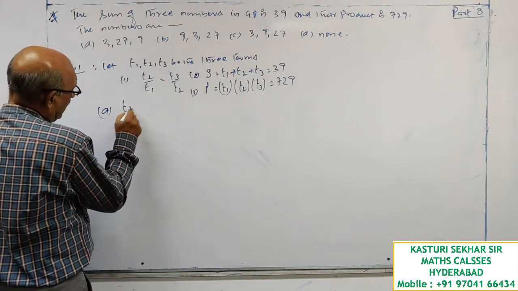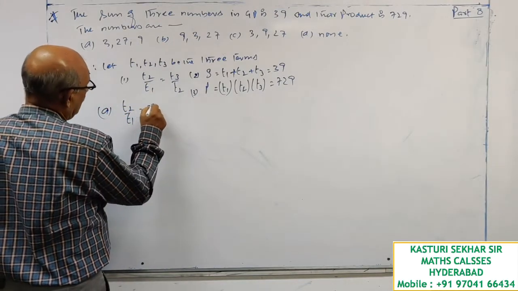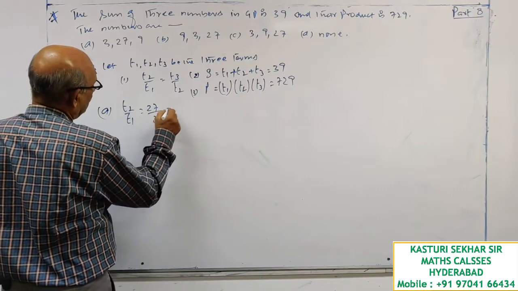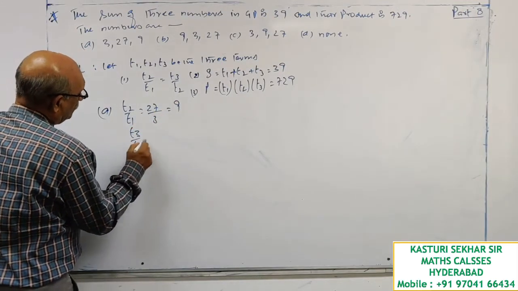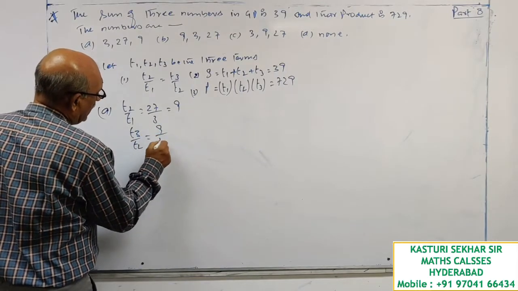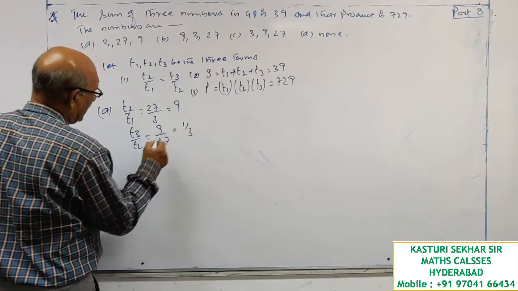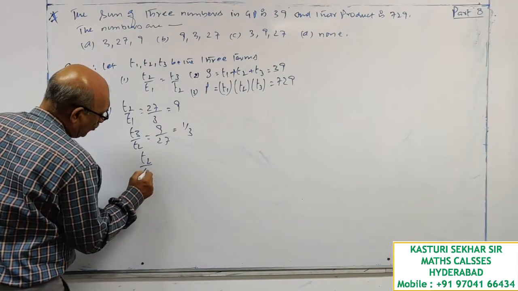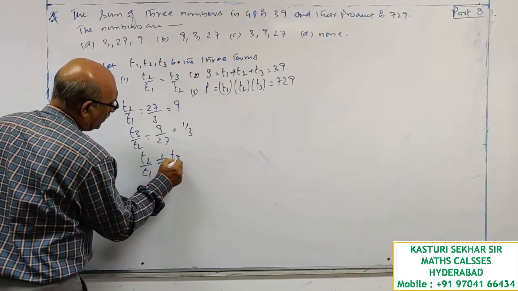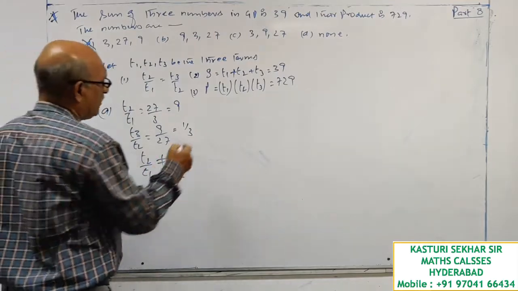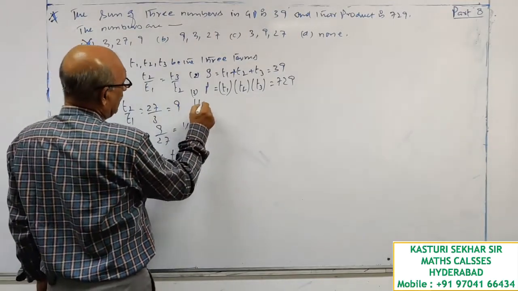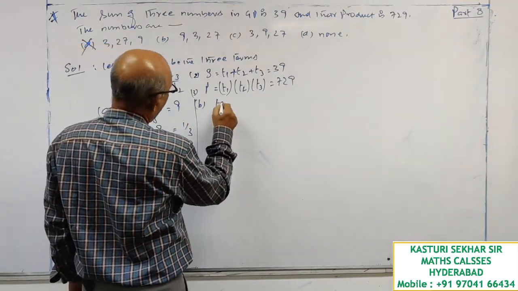Let us see option A. T2 by T1, 27 by 3, is equal to 9. T3 by T2, 9 divided by 27, is 1 by 3. T2 by T1 is not equal to T3 by T2. So option A is not my answer. Let's go for option B.